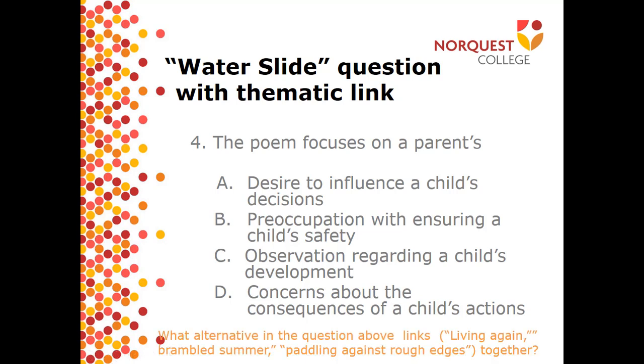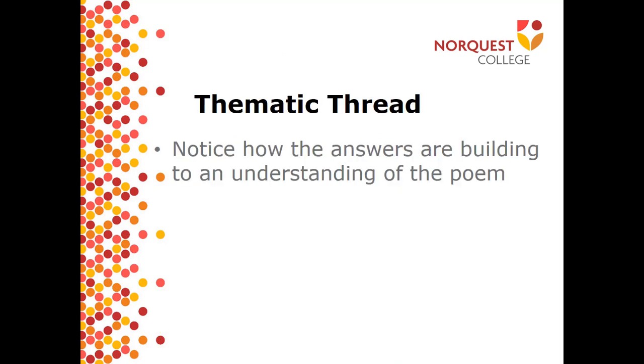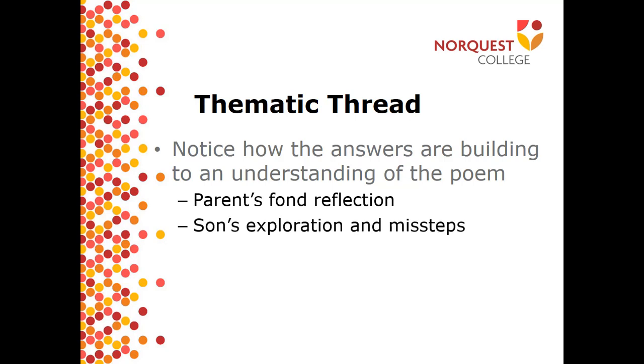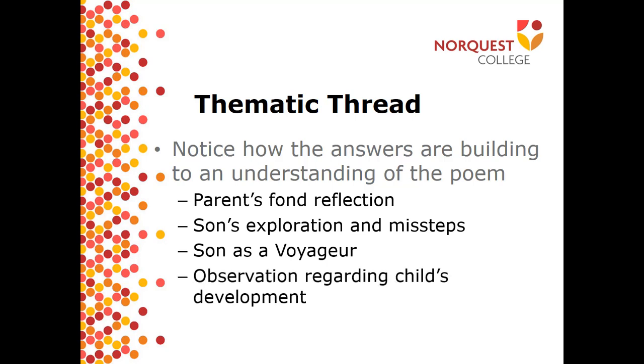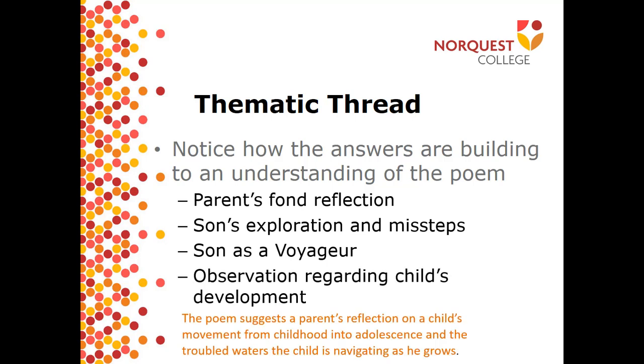So looking at this thematic link that is occurring between all these questions, I want to see that it was about living again, it was about the brambled summer, it was about paddling against rough edges. And so the one answer that fits all three of those criteria is observation regarding a child's development. Notice how the answers are building to an understanding of the poem. The parent's fond reflection, the son's exploration and missteps, the son is known as a voyageur by the parent, and the observation regarding child's development. The poem suggests a parent's reflection on a child's movement from childhood into adolescence and the troubled waters the child is navigating as he grows.